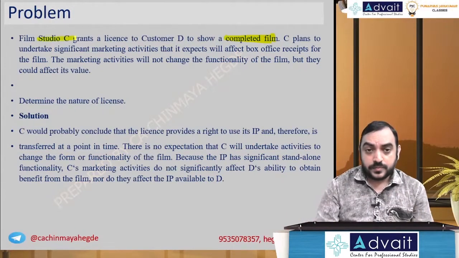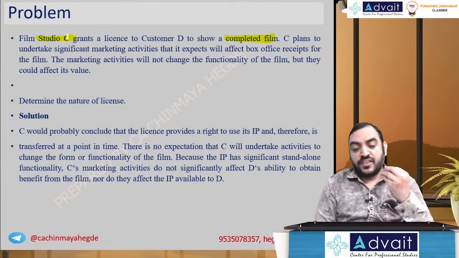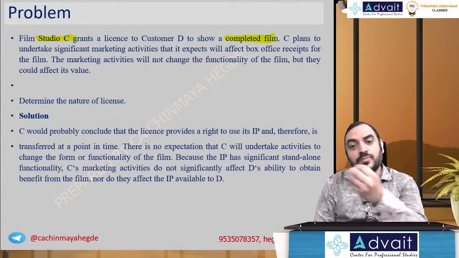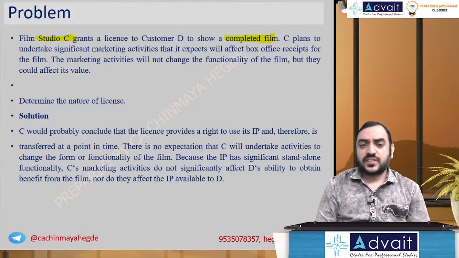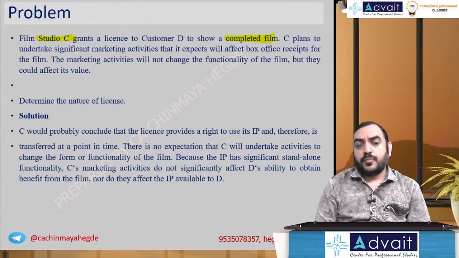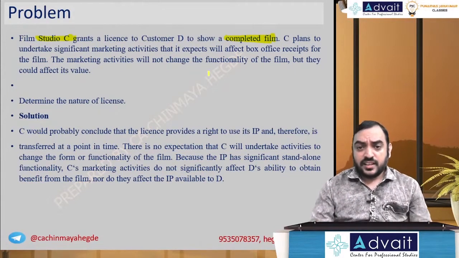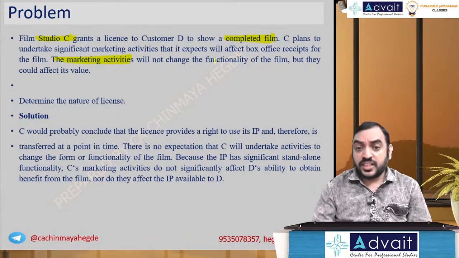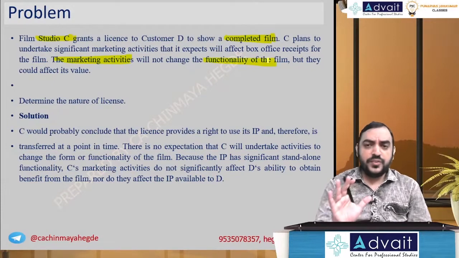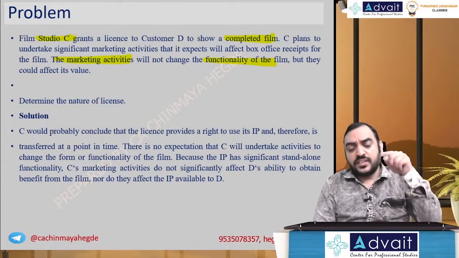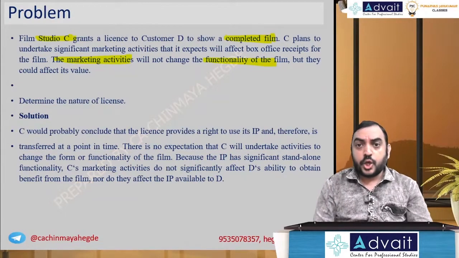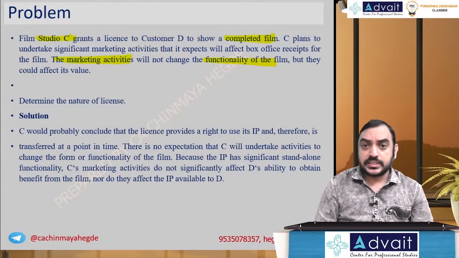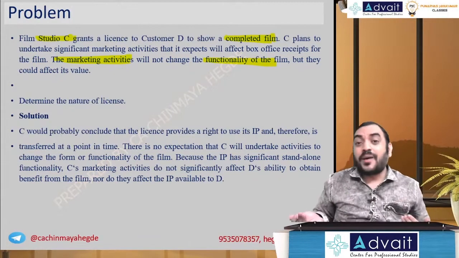Studio C here. I have given you the film. You project it, make money. Give me some money, either a percentage of revenue or whatever the case, license. But what Studio C is doing is taking some marketing activities that will not change the functionality of the film, which means I have given the right of using this film to you. You can project it. Now, for the projection purpose, is there a condition I should market it?